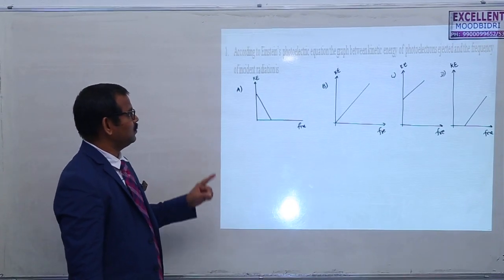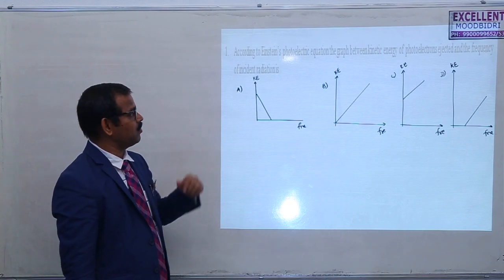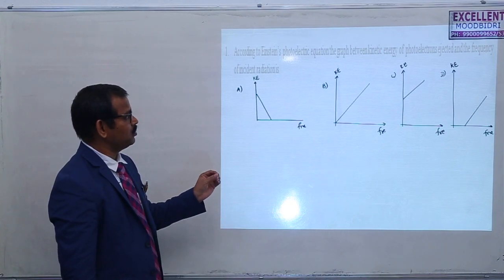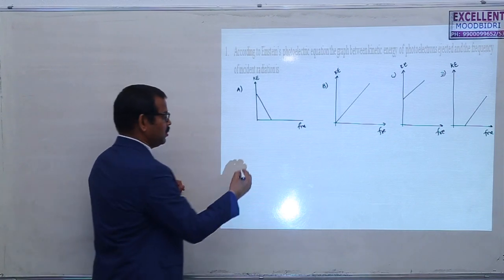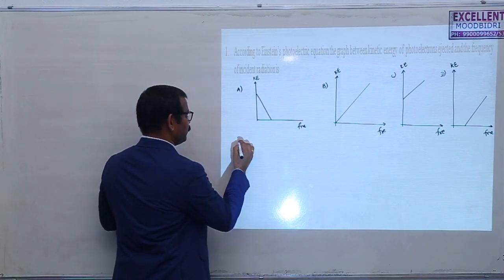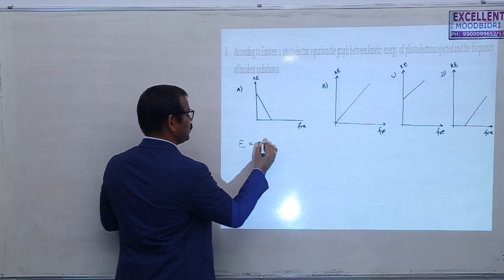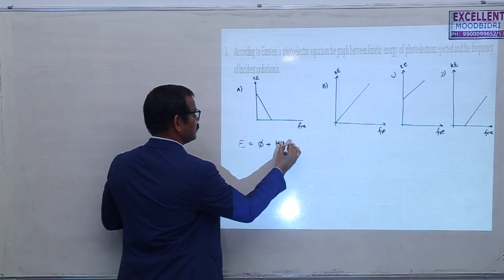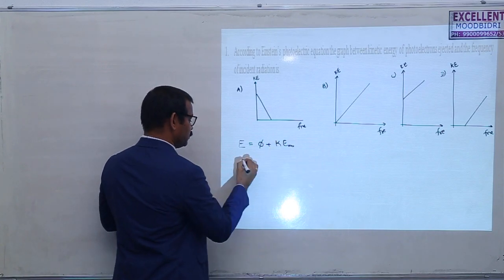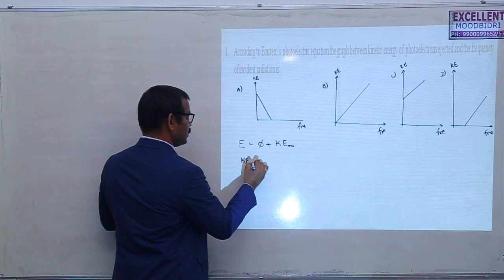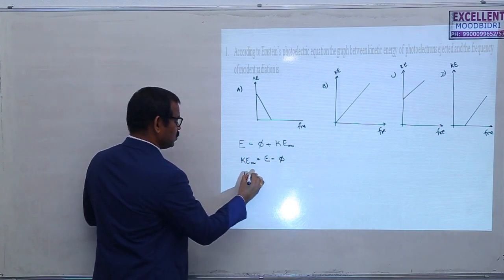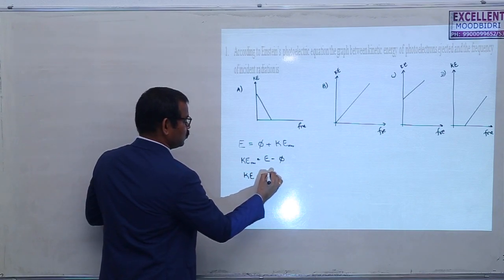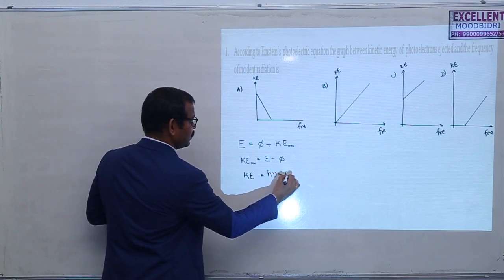In the first problem, according to Einstein's photoelectric equation, the graph shows the variation of kinetic energy of photoelectrons with the frequency of incident radiation. We know from the photoelectric equation that the energy of incident radiation is equal to phi plus KE max. So KE max is equal to E minus phi, which is h nu minus phi.